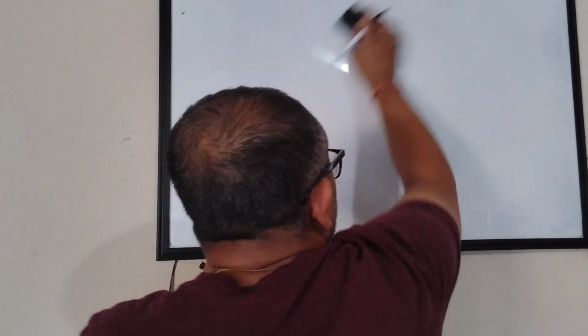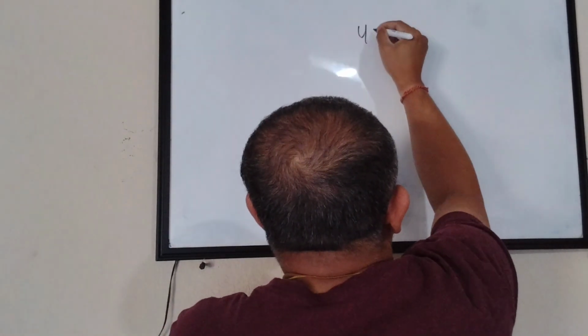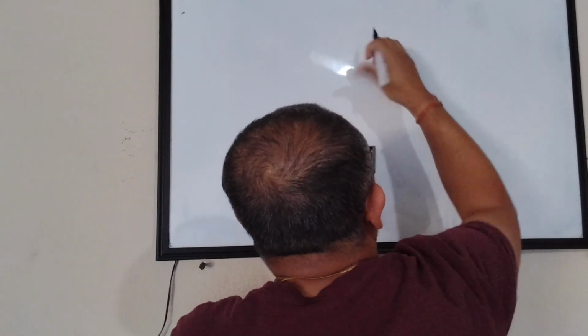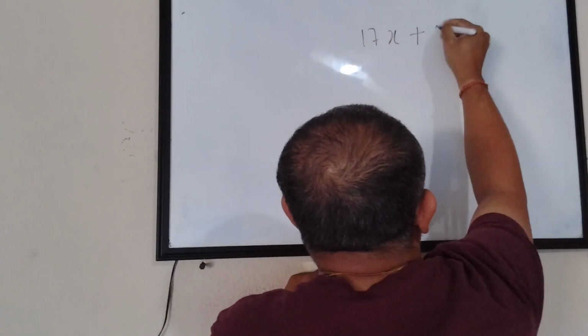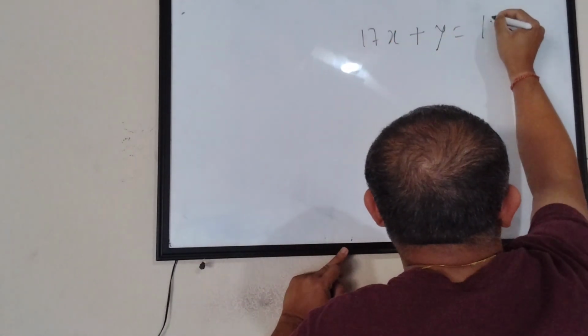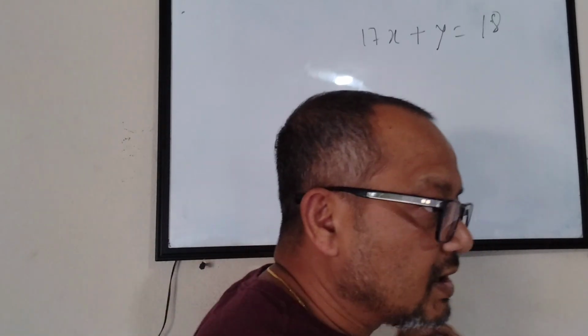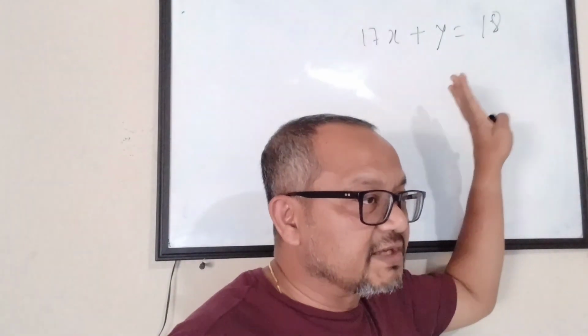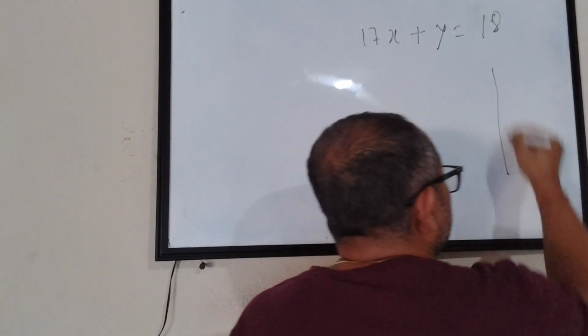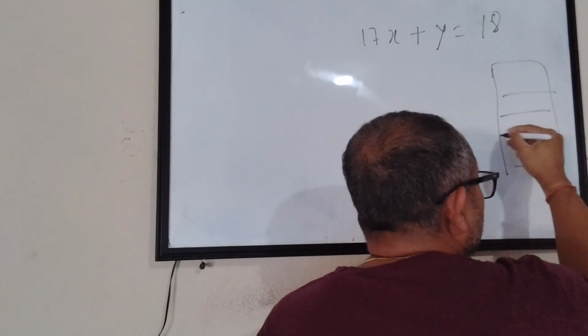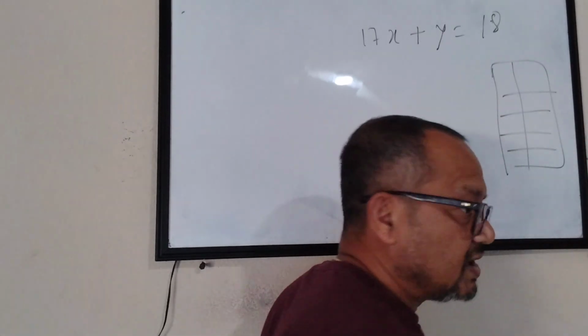Let's say 17x plus y equal to 18. If I have an equation like this and I say, okay, solve it for x and y, you will not be able to solve. The best you can do is create a table with the possible values of x and y, but you will not be able to solve.